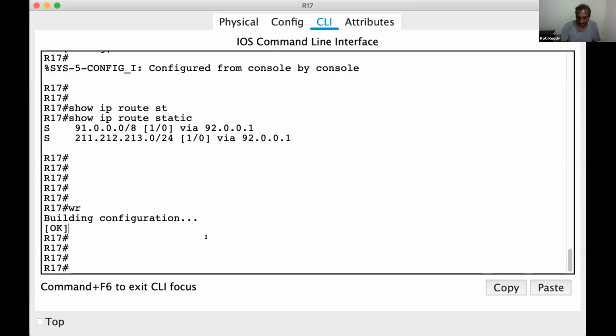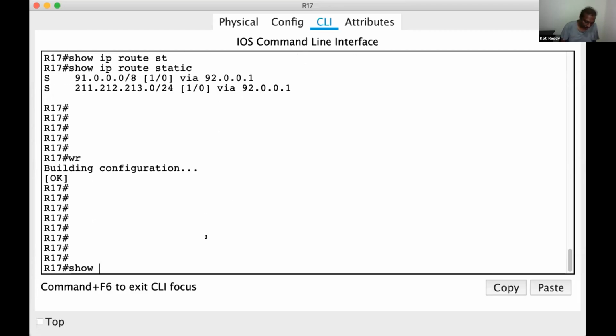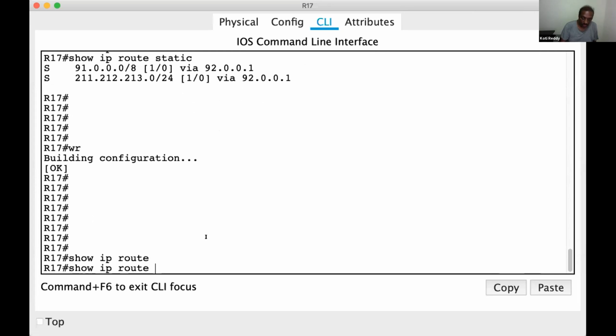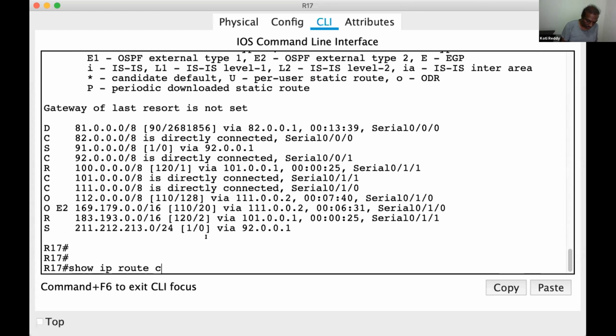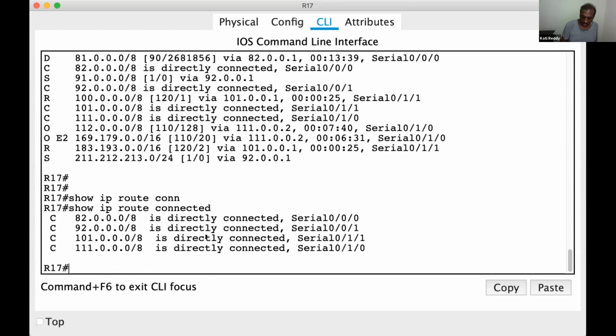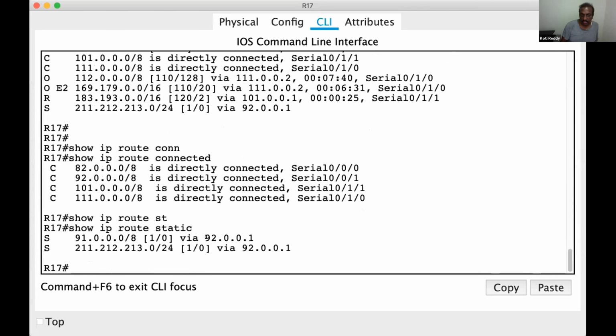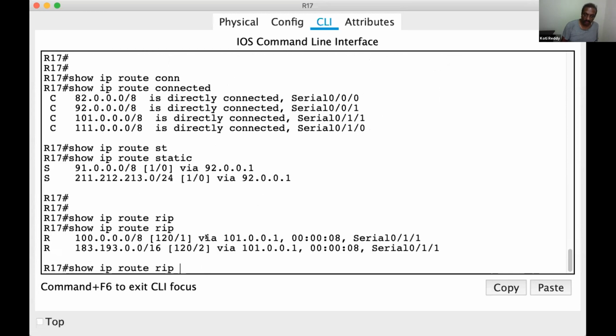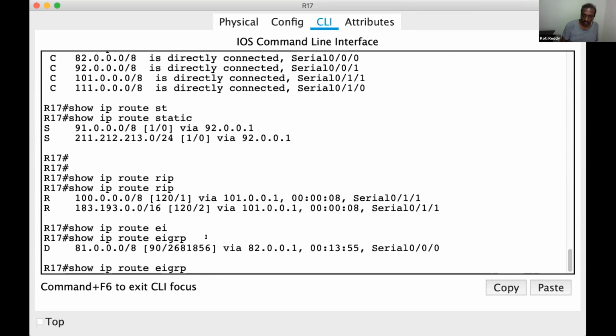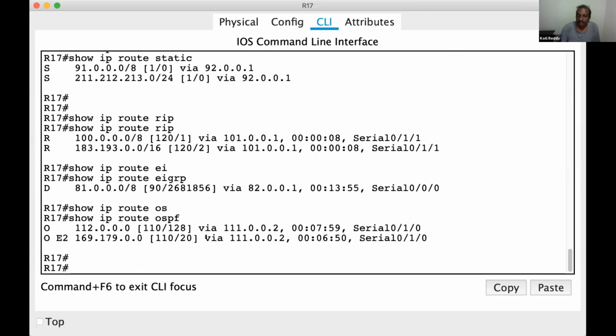So I go to R17. There I give the command show IP route. It shows all the routes in the routing table. Show IP route connected, you see these four routes. Show IP route static, you see these two routes. Show IP route RIP, it shows these two routes. Show IP route EIGRP, you see this route. Show IP route OSPF, you see these routes in the routing table. Right?